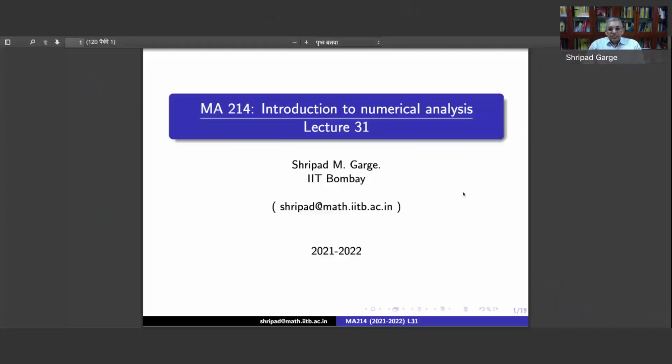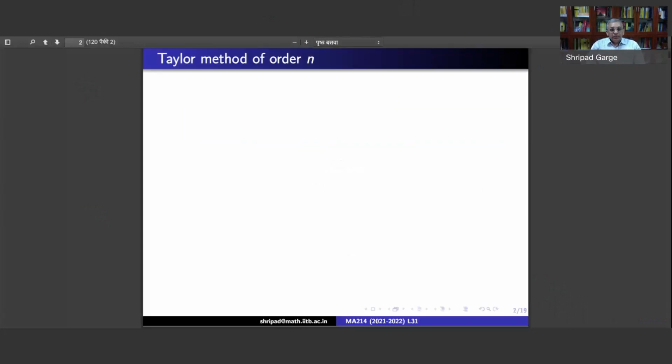Okay, so this is what we are going to do, but let's quickly review the Taylor method of order n. So this is our initial value problem. We will have either y prime equal to f of t, y or dy by dt equal to f of t, y. The variable t takes values from a to b and y of a is assumed to be alpha. So this is the initial value and therefore this is called the initial value problem.